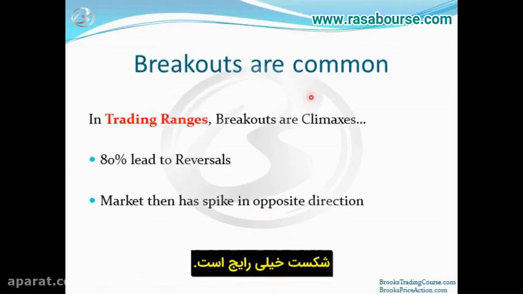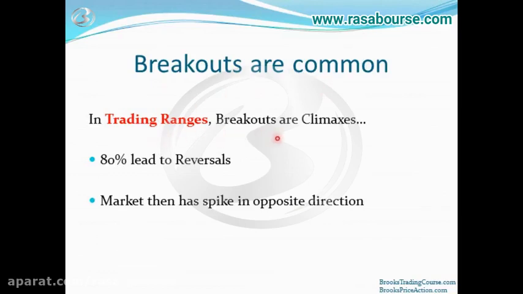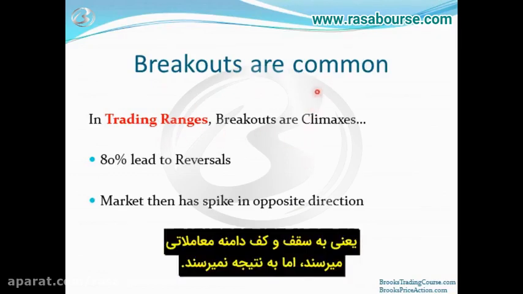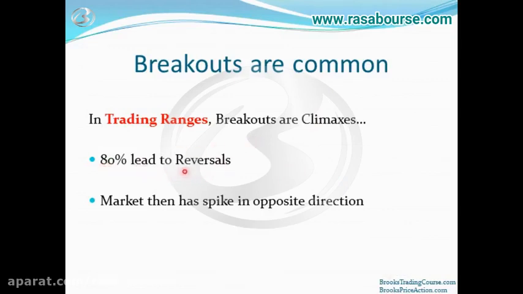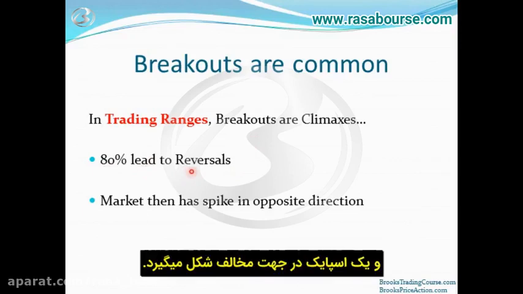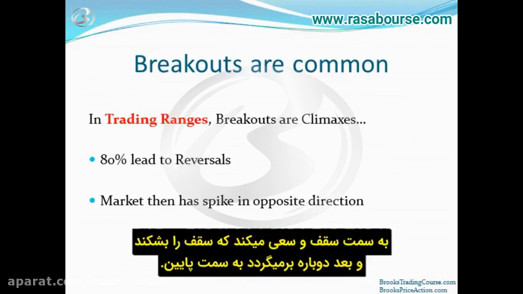Breakouts are extremely common. In trading ranges, breakouts are climaxes. They race up to the top of the trading range, they race down to the bottom of the trading range, and they fail. In a trading range, the breakouts usually lead to reversals, and then the market has a spike in the opposite direction. So it spikes to the bottom, and then it races to the top, tries to break out, and it reverses again.